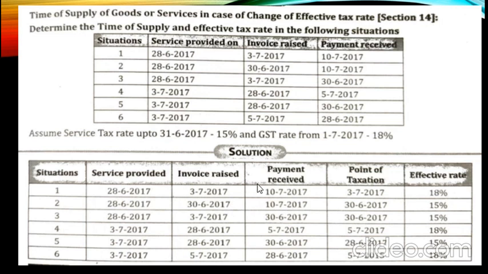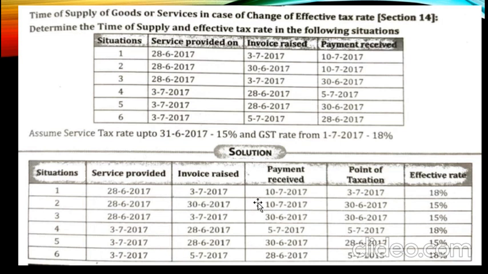So among these, whichever is earlier will be considered. Among these two, the payment on 3rd July 2017 is the earliest. So that will be the time of supply or point of taxation. As these two dates are after the change in rate, we will be taking the rate which applies after the change, that is 18%.